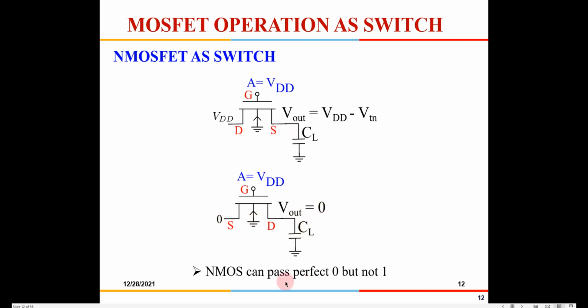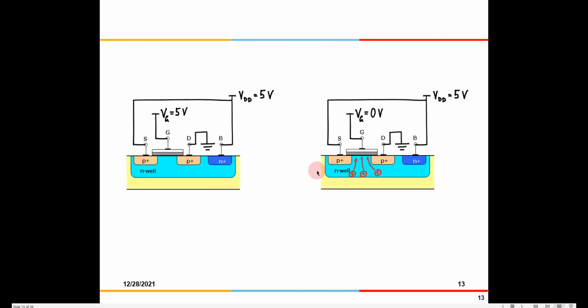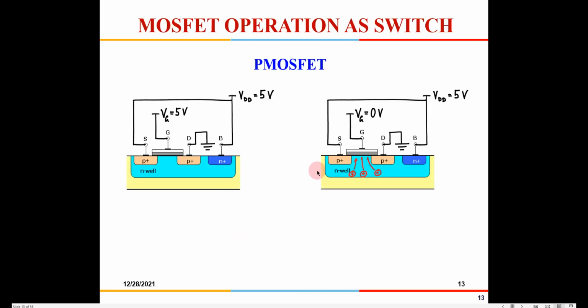So you have to remember that NMOS can pass a perfect 0 but not a perfect 1. So whenever we are trying to transmit 1, we don't use NMOS, we use only PMOS to transmit 1, and whenever we have to transmit a 0, we use an NMOS. Okay, so this is about NMOSFETs, now PMOSFETs.